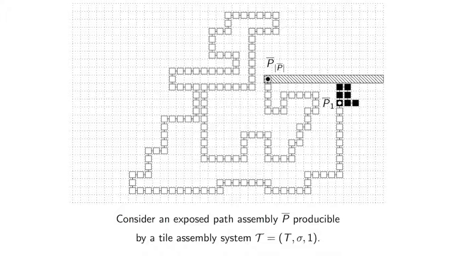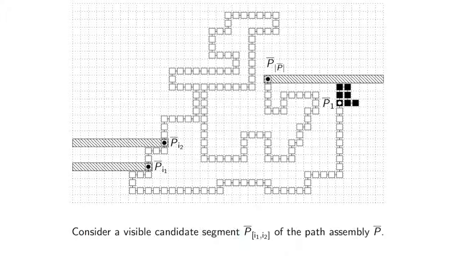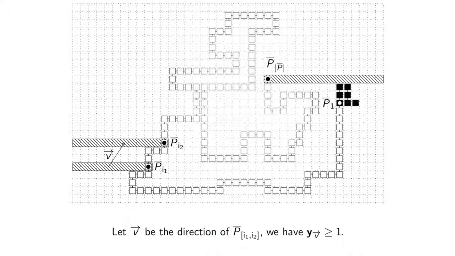Consider an exposed path assembly P producible by a tile assembly system. Now consider two indices I1 and I2 such that the segment of the path assembly P from index I1 to index I2 is a visible candidate segment. By definition of a visible candidate segment, the tiles Pi1 and Pi2 are both visible from the west, not hidden by the seed, directed to the north, and in this example, they exit to the north.